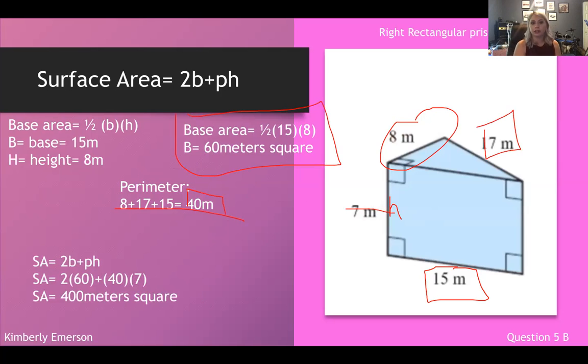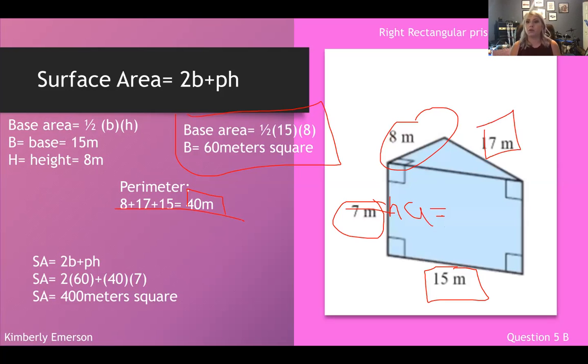So our surface area is 2B plus PH. So 2 times base, which is 60, plus 40 times 7, which is our perimeter and height. Again, that's where we're getting 7 from. This is our height. So when we're not talking about perimeter, we're talking about area. That's how we're finding our surface area here. So plug and chugging that all, our surface area would end up equaling 400 meters squared.